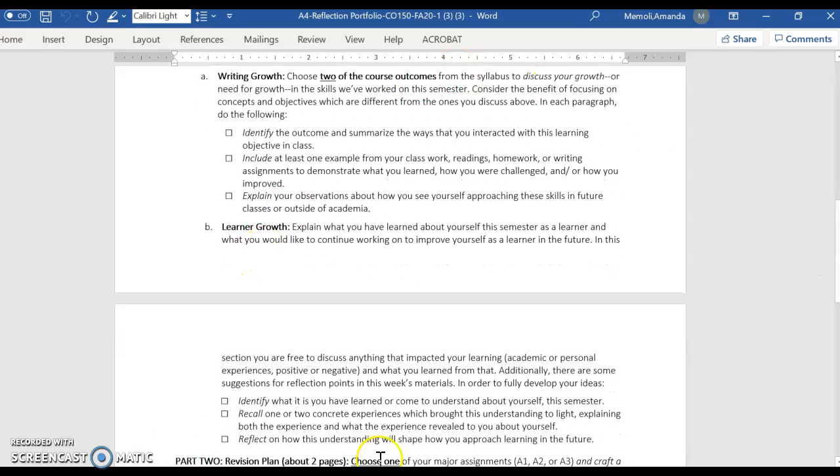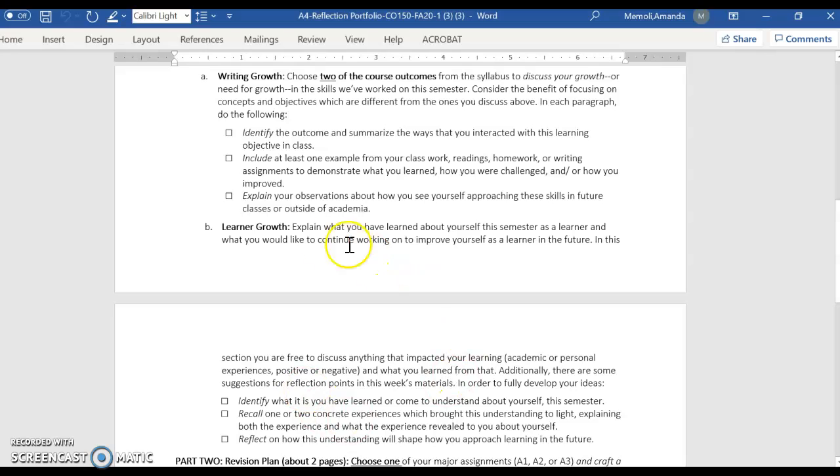And just as a reminder, we talked a little bit more about the learner growth piece last class, and the fact that it's a little bit broader. You're speaking more to the experiences that you've had this semester, and you're using some of those prompts from the initial reflection that we did to guide your responses. So this will be roughly a page. I don't have any preference as to whether you start with writing growth or start with learner growth, whatever seems to make the most sense to you.